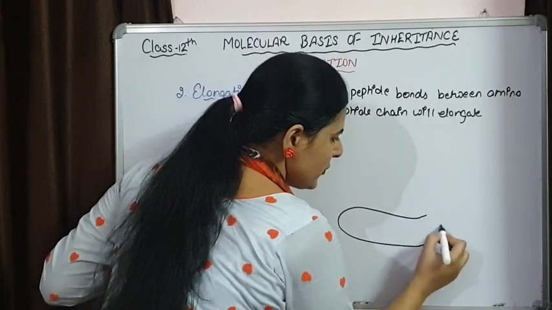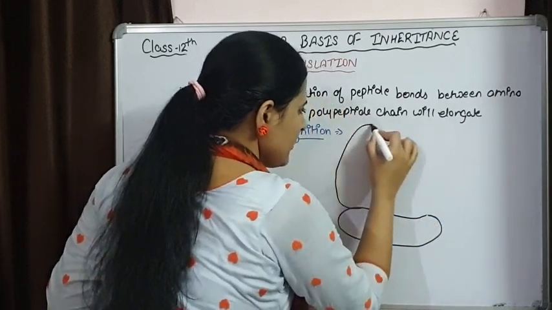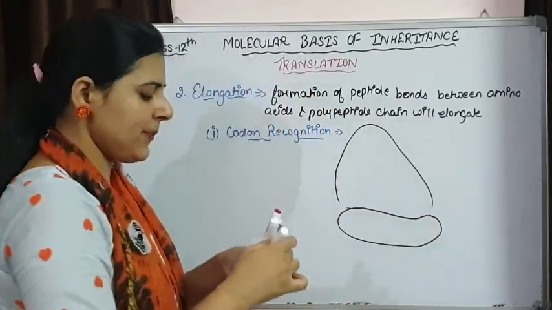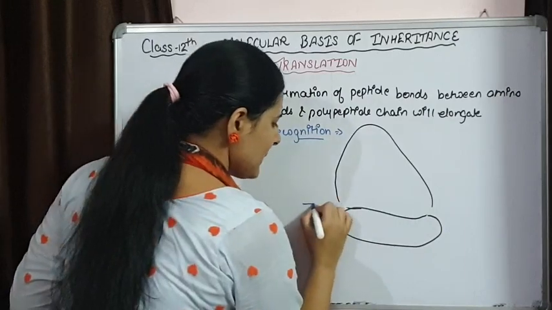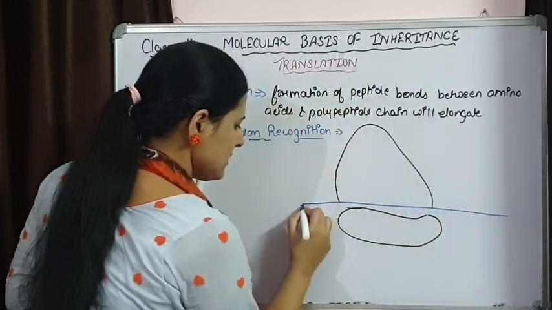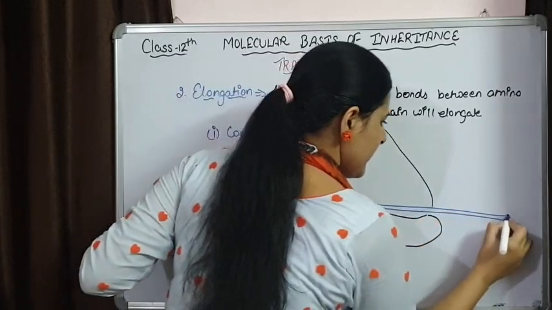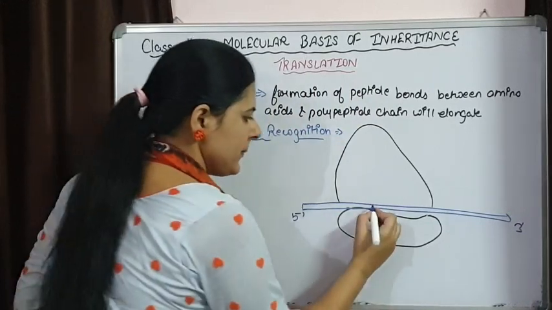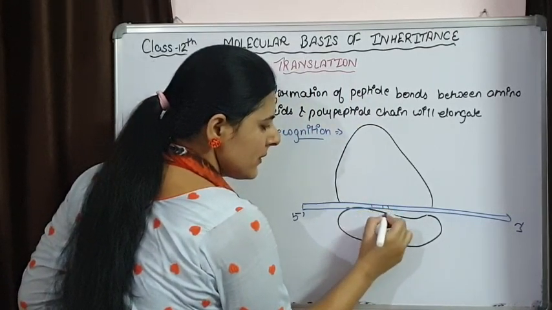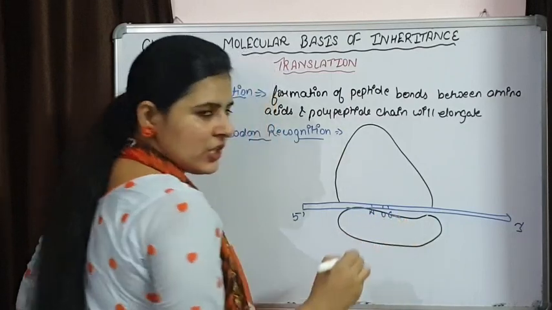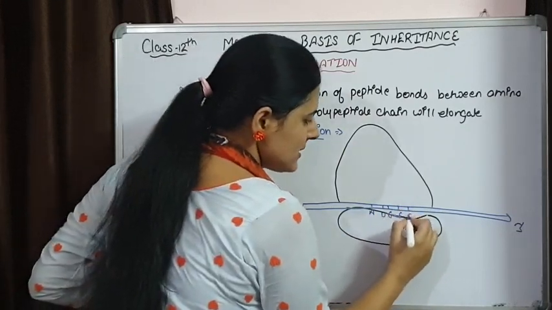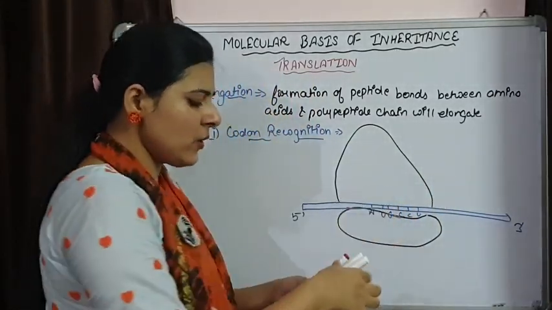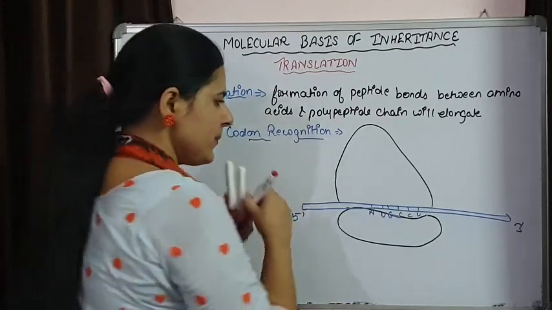This is the smaller subunit. The larger subunit is lying here. I am just making a gap to make you understand. Here the mRNA is present. Suppose this is the mRNA. This is the 5' end of the mRNA and this is the 3' end of the mRNA. Here the start codon is there, A, U, G, and this is the next codon, say C, C, U. Next codon. Now this is the P site where the initiator tRNA has already bound.